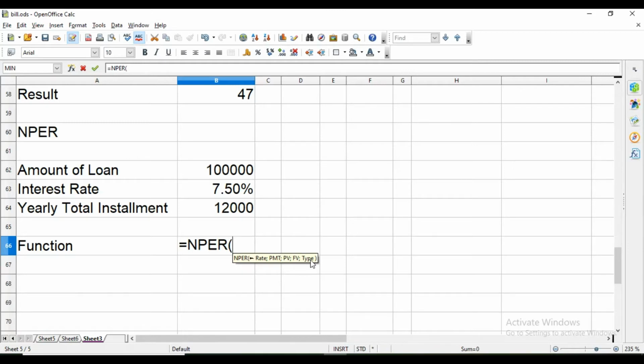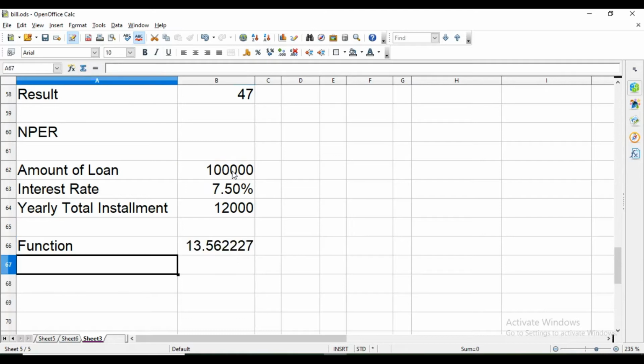Okay, so first of all we are going to take the rate of interest. So the rate of interest is here. Then semicolon. Then the yearly total installment, that is PMT. We have to use it with a minus sign, minus 12,000. Then semicolon, and then present value, that is 1 lakh, the amount of the loan. Close the bracket and press enter.